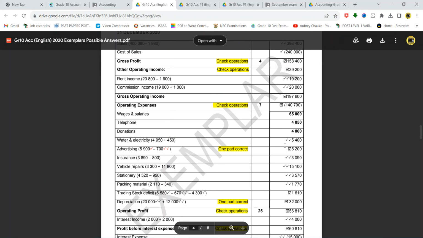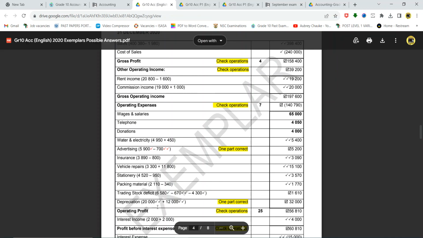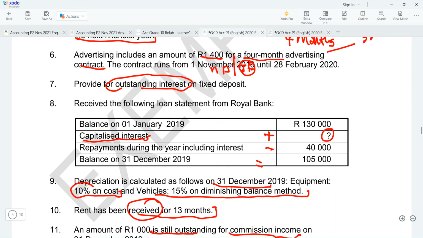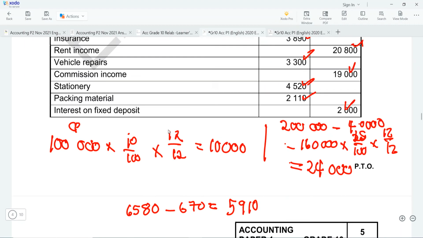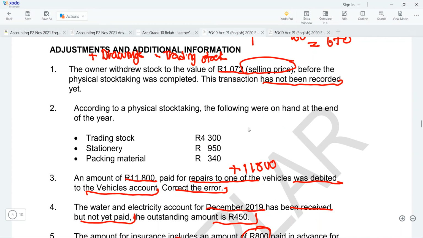I finally managed to open the memorandum. So the only difference that we have with them is here, their depreciation. I don't know where they got their figures, because when I calculate and check, it doesn't make sense. Remember the first part, the 10% of our equipment according to the question paper. Remember they said it's 10% on cost. So if you take 10% of 100,000 here, it will give you 10,000. For them they have 12,000. So I don't know where they got that 2,000, because there was nothing new bought also.